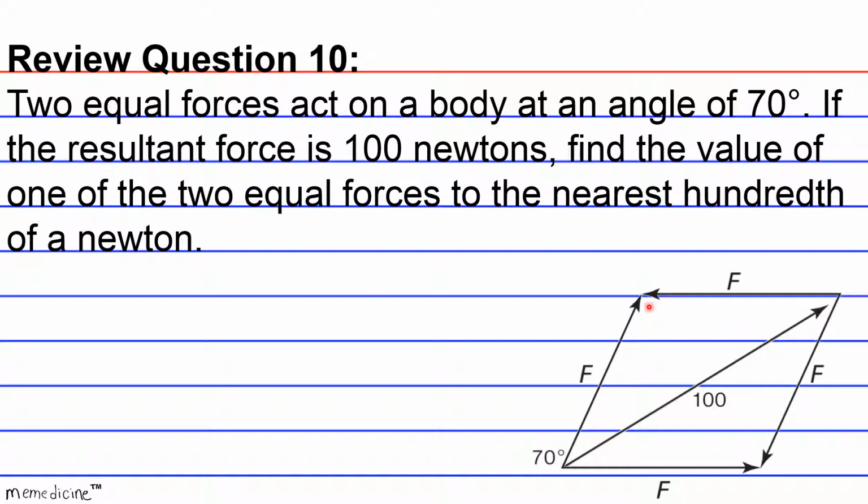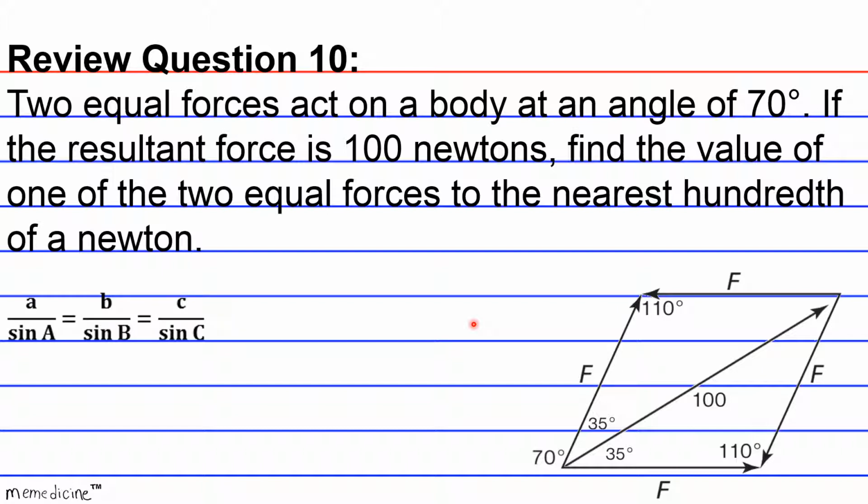Therefore, this angle is going to be 110 and 110, because remember, the interior angles of a quadrilateral parallelogram have to add up to 360 and opposite interior angles are congruent to each other. Okay, so 110 here, and when you bisect 70 degrees, you get 35 degrees.